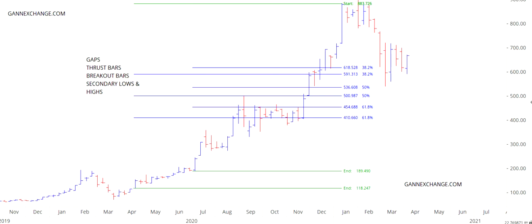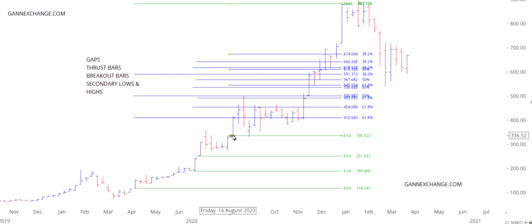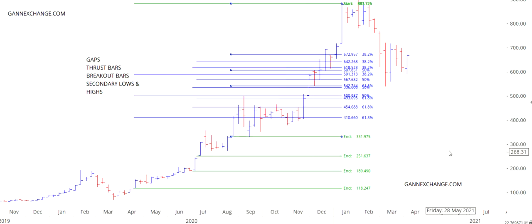Now let's carry on. We draw from the same high. We're taking it to that bar there. Can you see the small gap there? And it's a thrust bar. We take another grid. We're drawing it to that big bar there. It's a breakout bar out of this consolidation area. And so now we're starting to develop some support areas.